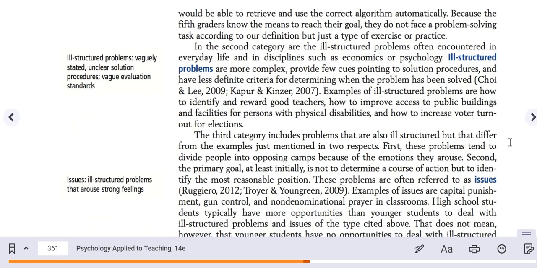In the second category are the ill-structured problems often encountered in everyday life and in disciplines such as economics or psychology. Ill-structured problems are more complex, provide few cues pointing to solution procedures, and have less definite criteria for determining when the problem has been solved. Examples of ill-structured problems are how to identify and reward good teachers, how to improve access to public buildings and facilities for persons with physical disabilities, and how to increase voter turnout for elections.